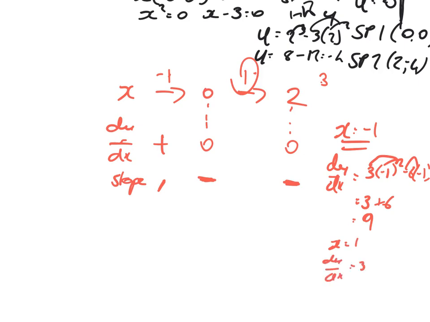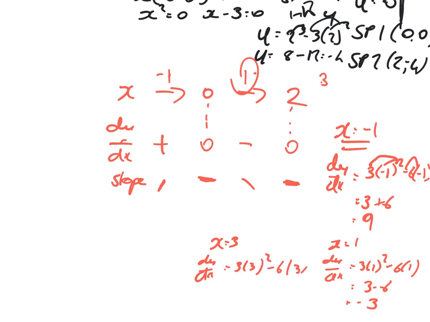Okay, so that will be 3 lots of 1 squared minus 6 lots of 1. That's 3 take away 6, which is negative 3, which is a negative result. Slope's going down. Let's now investigate at x equals 3. dy by dx will be equal to 3 lots of 3 squared minus 6 lots of 3. 3 squared is 9 times 3 is 27, minus 6 3s are 18, which is 9, and a positive result.